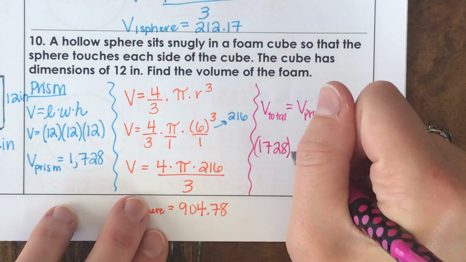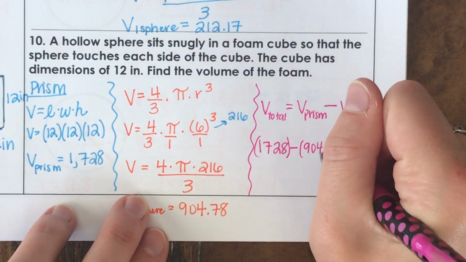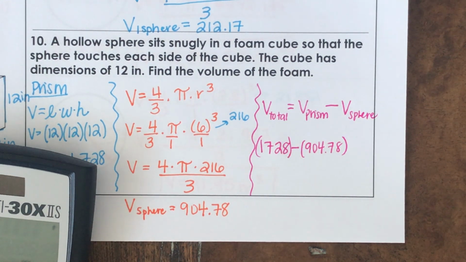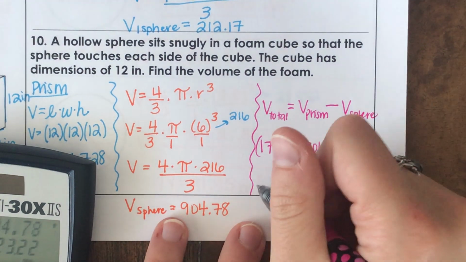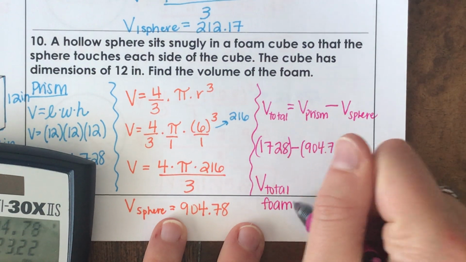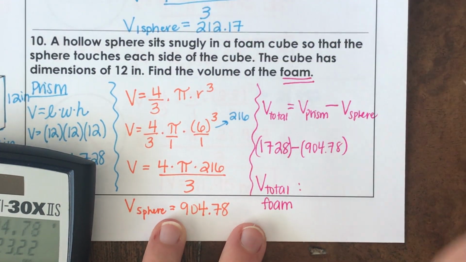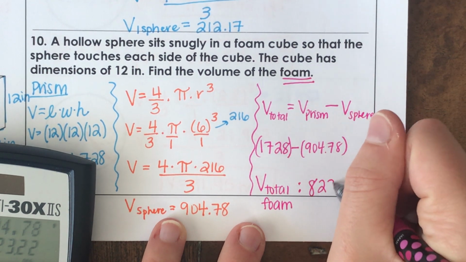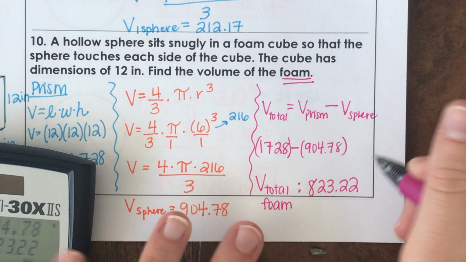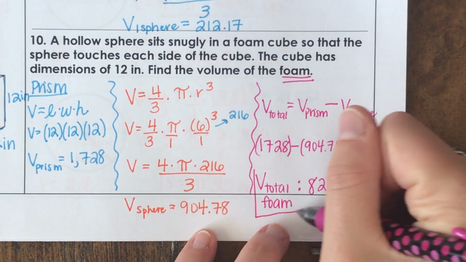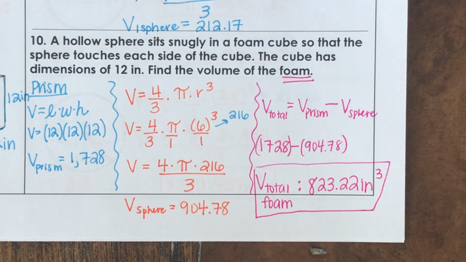So the prism is 1,728, and I'm going to subtract 904.78 from that. So I end up getting that the total volume of the foam, right? Find the volume of the foam that's left over is 823.22, and it's inches cubed, right? Because it's volume.